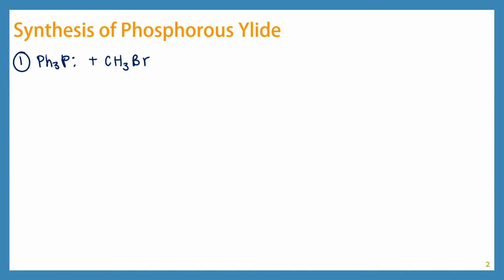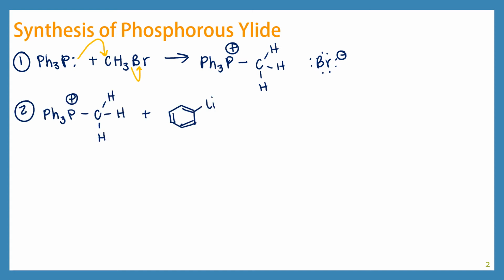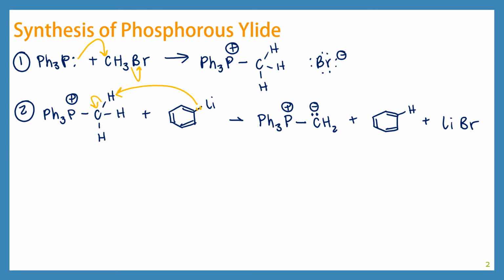These are going to undergo an SN2 reaction where the bromine is kicked out, which gives us our first intermediate. From here, you will see an alkyl lithiate added. The alkyl lithiate will deprotonate the carbon to form the phosphorus ylide. So the ylide that has been formed is our reactive species.